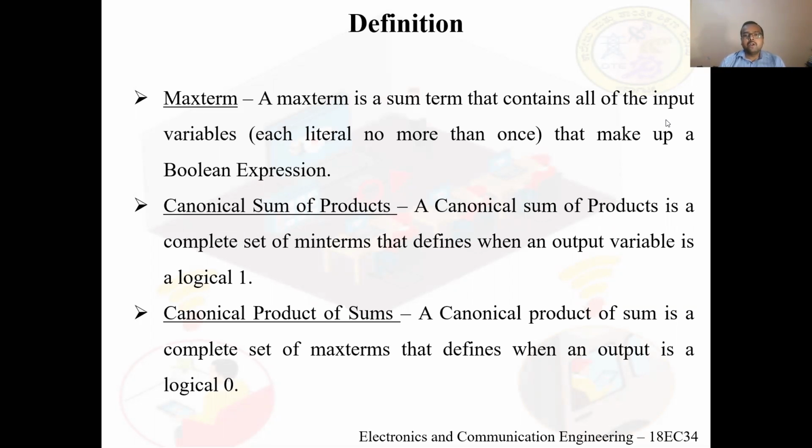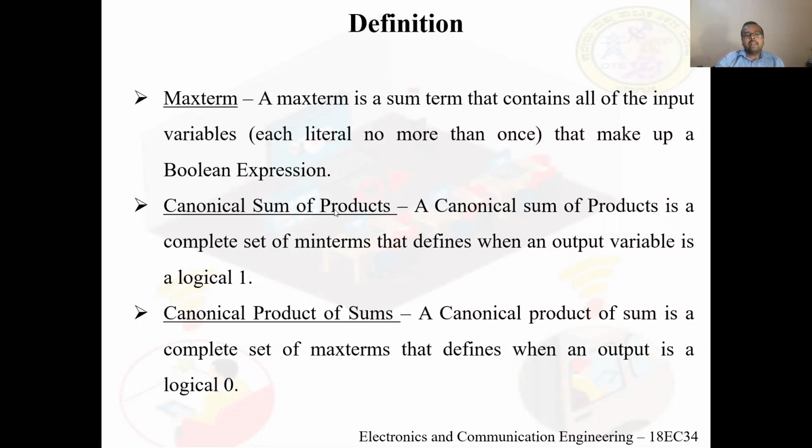Consider an example of three input variables A, B, and C. How do you represent a maxterm? Take an example: one sum term you have is A or B. The other sum term you have is A or B or C. Which is the maxterm out of these two sum terms? It is the second one, because it has all the three input variables, A or B or C. It could be A bar or B or C bar, each literal no more than once. We call that a maxterm. Maxterm is nothing but a sum term which contains all of the input variables.